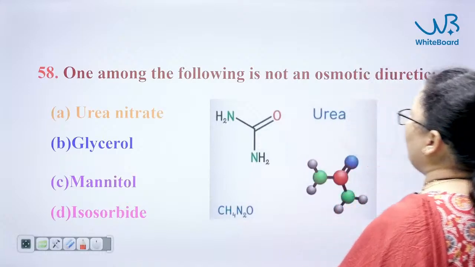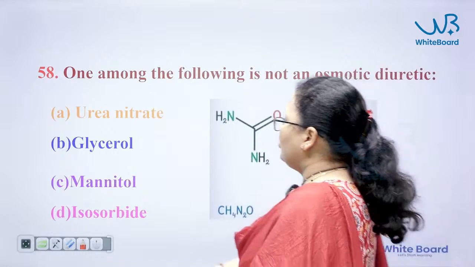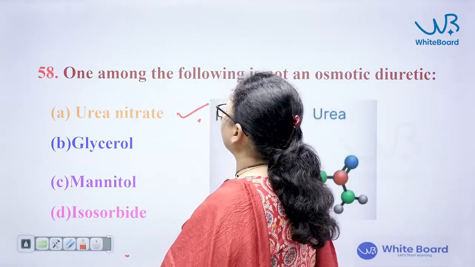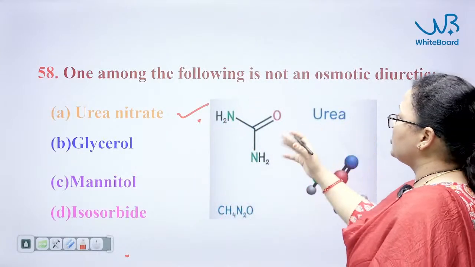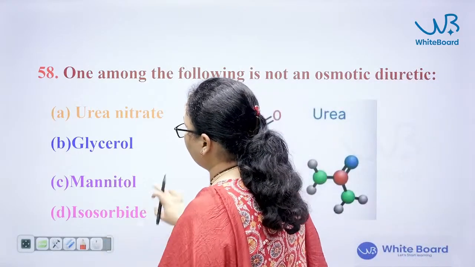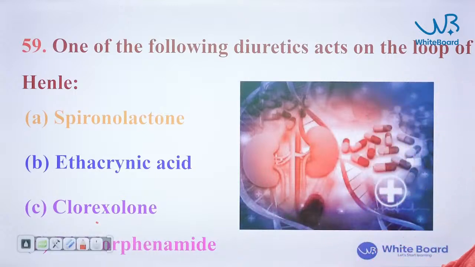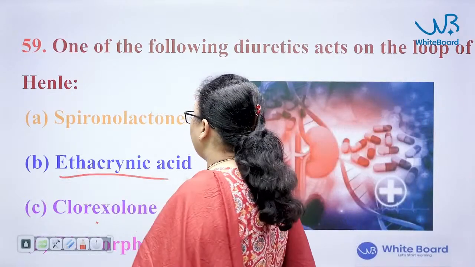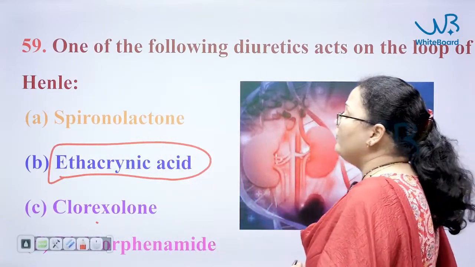Next, one among the following is not an osmotic diuretic. So, out of all the options, urea nitrate is not an osmotic diuretic. You can see the structure here also. Next question. One of the following diuretics acts on the loop of Henle. So, out of all these, ethacrynic acid is the one that will act on the loop of Henle.